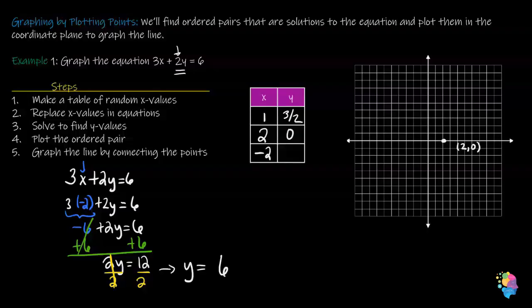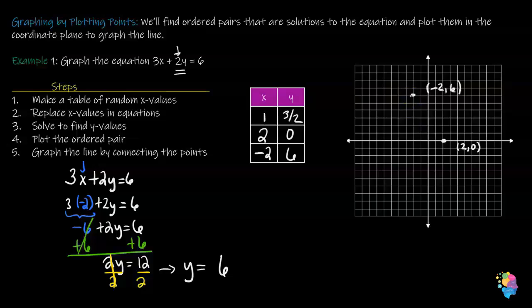So then the y result is another whole number. That means that I will be plotting this point, -2, 6. So that means that we're going to go 2 to the left and 6 up from the origin. So that is 1, 2 left, and 1, 2, 3, 4, 5, and 6. So here's where I plot my point, -2 and 6.